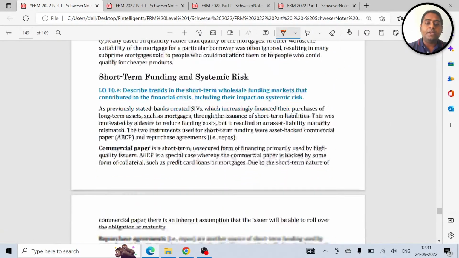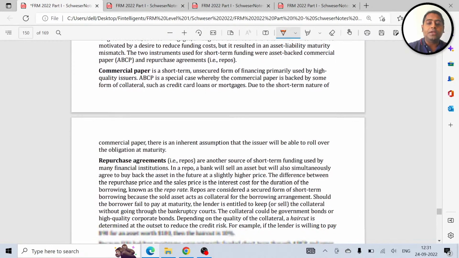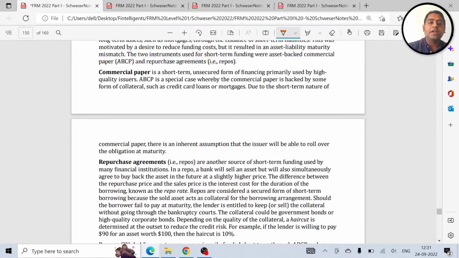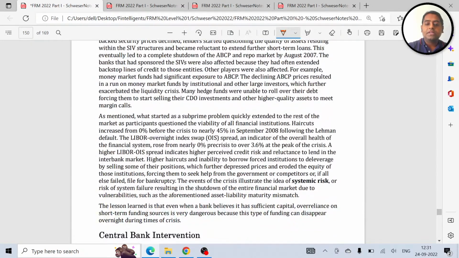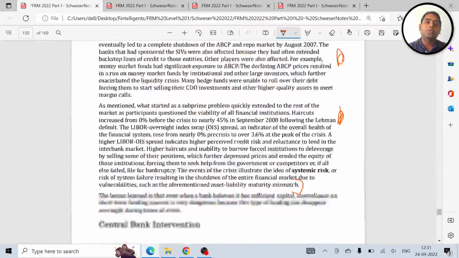Short-term funding part: commercial paper and how they were using it. One second, there's a paragraph, so you can read from here. Important, till this entire part actually. Because this was one of the major reasons: ABCPs, asset-backed commercial paper, how SIVs were raising money from the market, so how the asset liability mismatch was happening. This is important, so don't skip this.